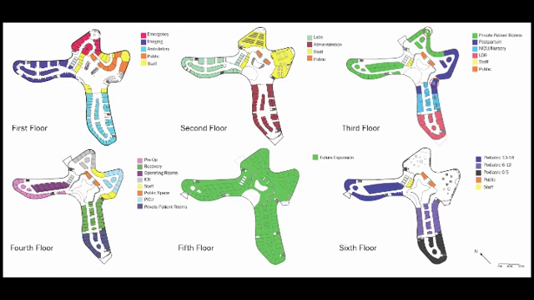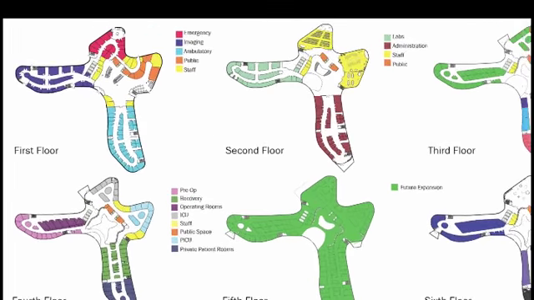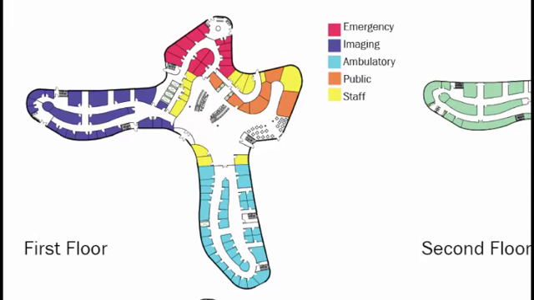Our hospital is composed of 6 floors. Each department is depicted by a different color as seen in the floor plans. The first floor is made up of 5 major departments: emergency, imaging, ambulatory, public, and staff.